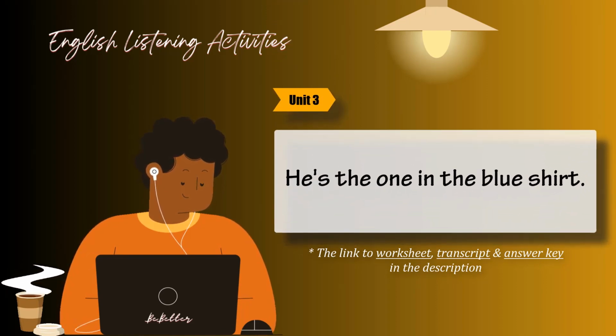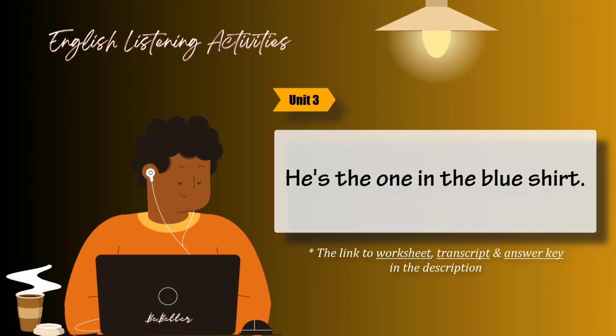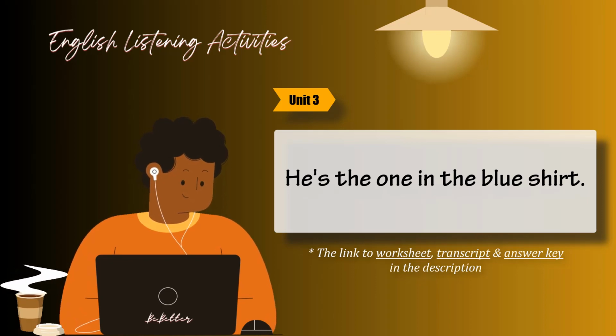Unit 3. He's the one in the blue shirt. Task 2. Listen. You will hear a conversation about 5 people. Look at the picture and draw lines from the names to the correct people. Then listen again and check your answers.